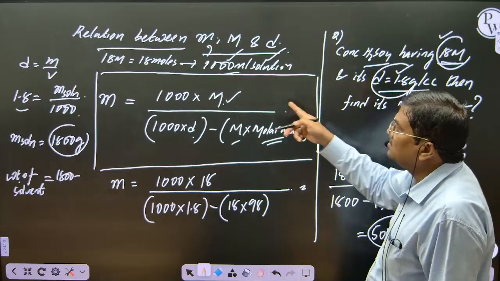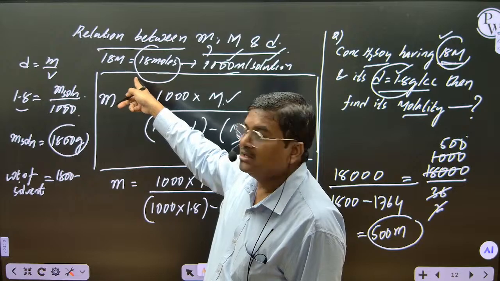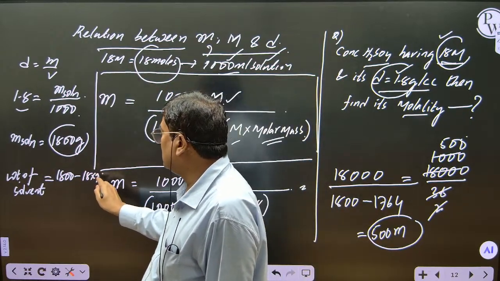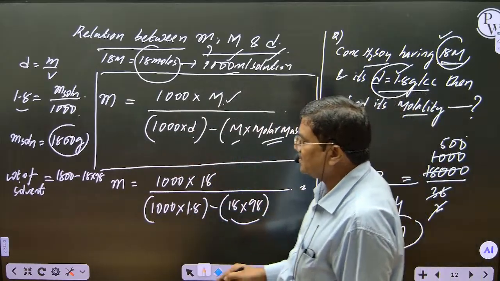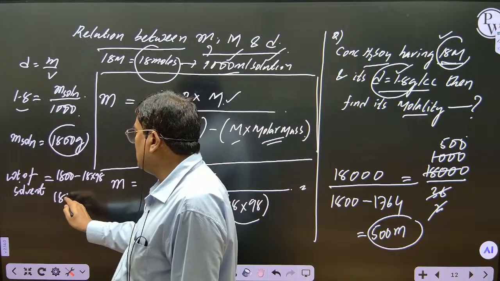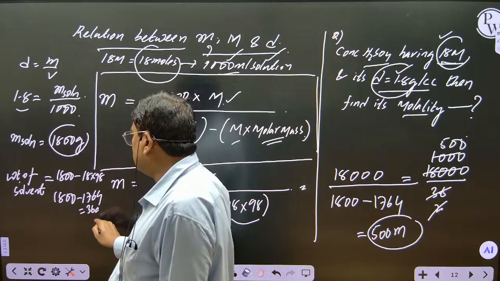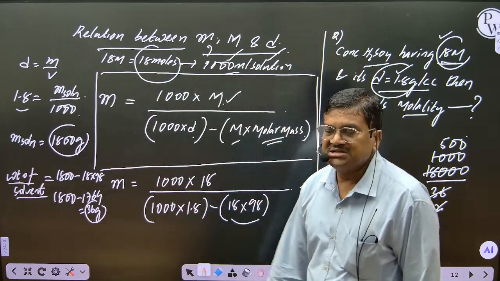That means 18 moles, how many grams? 1 mole weighs 98. So 18 moles will weigh how many grams? 18 into 98. That is the same weight we took, see, 1764. So is it coming 1800 minus 1764? 36 grams is the mass of whom? Solvent. Getting the idea? We found the mass of solvent.